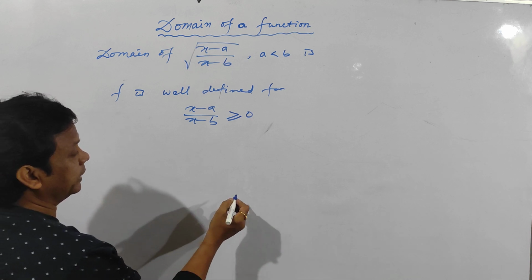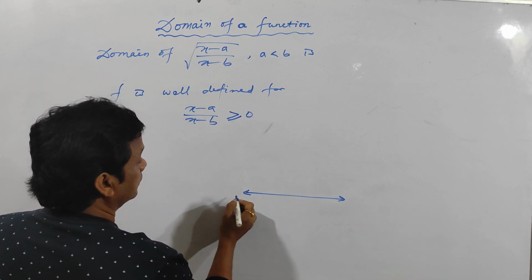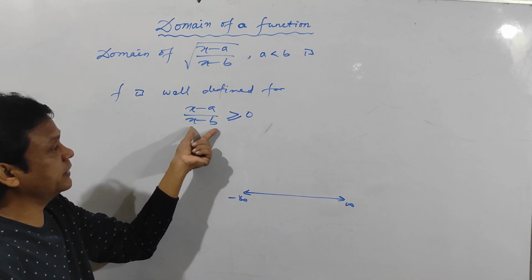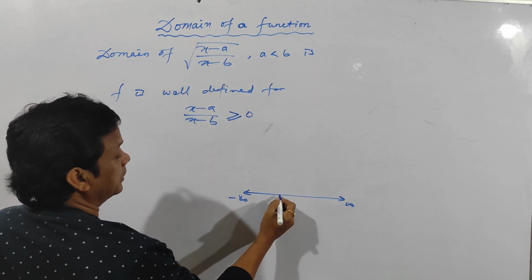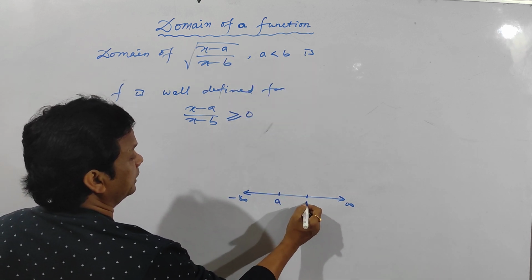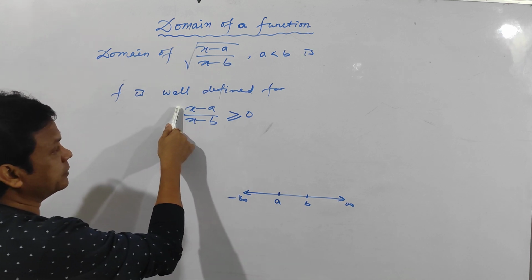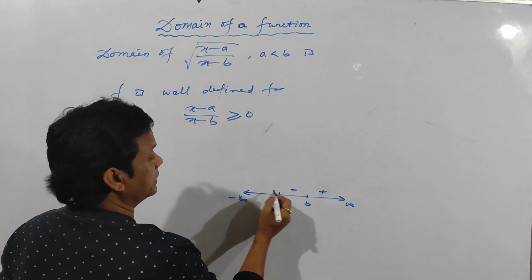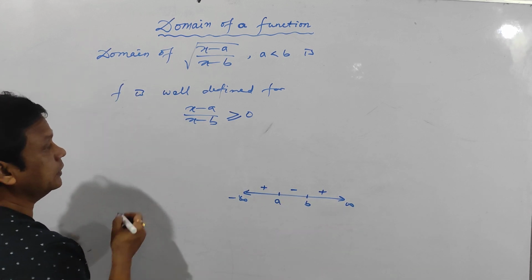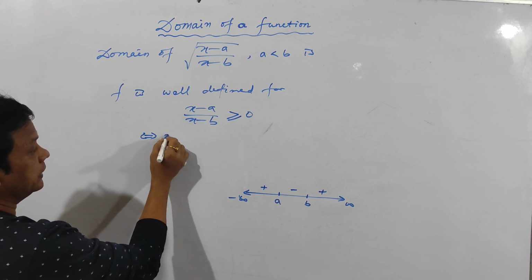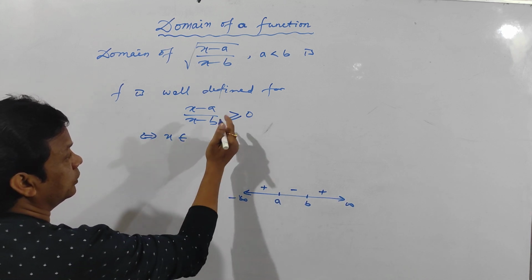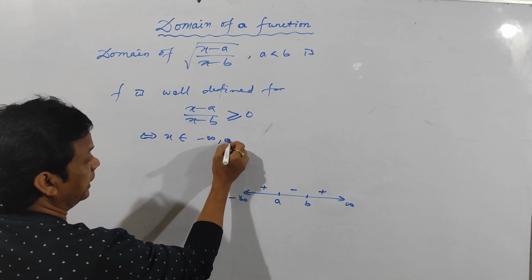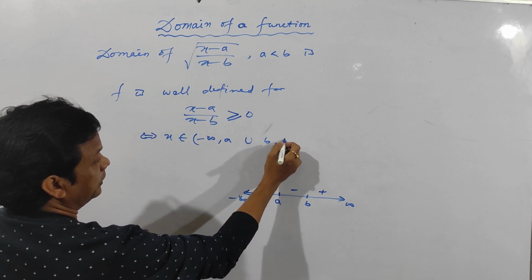Clear? Now draw the number line. This is minus infinity, this is infinity. And what are the critical points? x equal to a and x equal to b. Given a is less than b, a should be on the left-hand side and b on the right-hand side. Here the coefficient of x is positive, here the coefficient of x is positive. So positive by positive is positive. So this one is positive, this one is negative, this one is positive. Clear? And here x belongs to, your requirement is positive first. That means these two intervals: minus infinity to a union b to infinity.